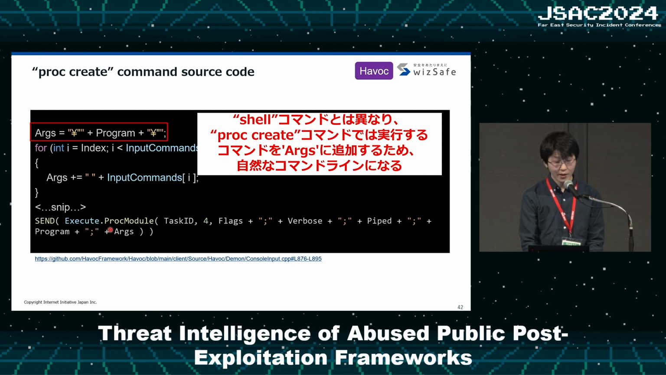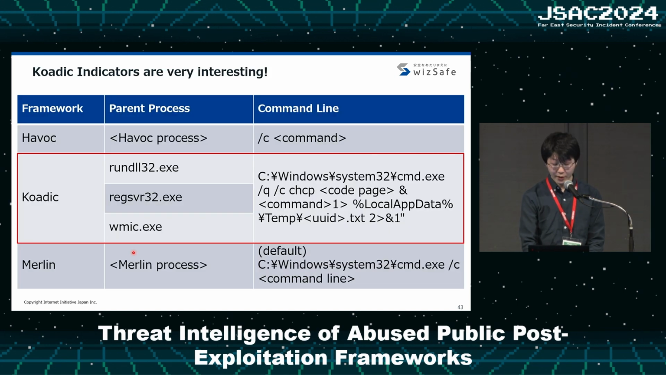When you check the source code, because the path is stored, in the event log it's recorded as a normal command line. And when we look at Covenant, it has three parent processes used. In the command line, it has a long command line. That's the feature.